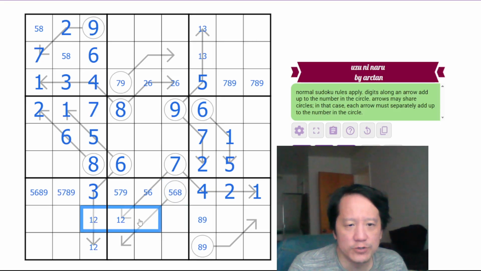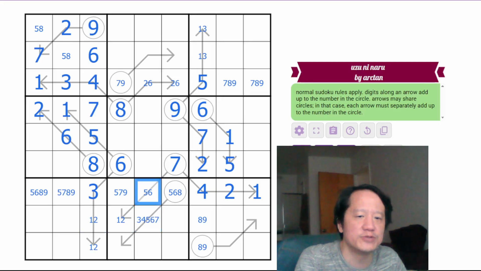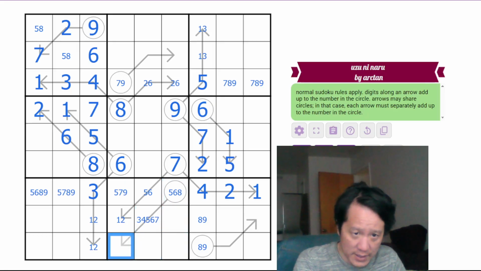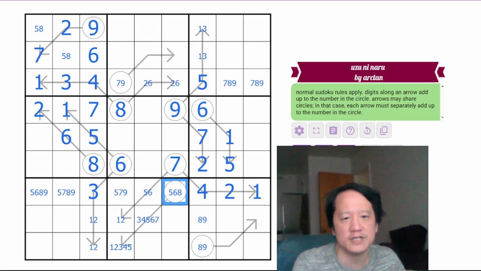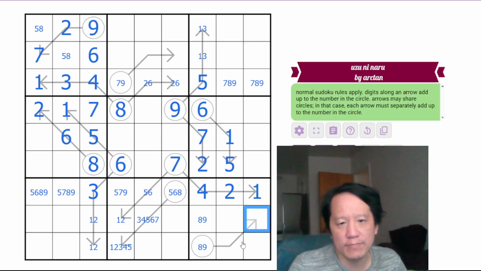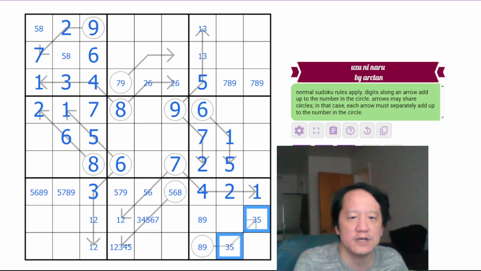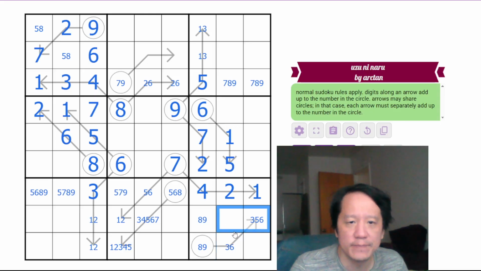This digit cannot be 1 or 2 because of the 1, 2 pair in the row. So this is at least 3, and it has to go up to 7 at most because this can be 8 at most here. That means this digit can be 1 through 5 at most, because 5 and 3 add up to 8 at most there. To add up to 8, it would be 3 and 5. To add up to 9, it would be 3 and 6. So we're guaranteed one of these two digits on this arrow is a 3.